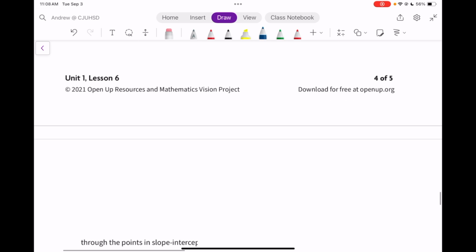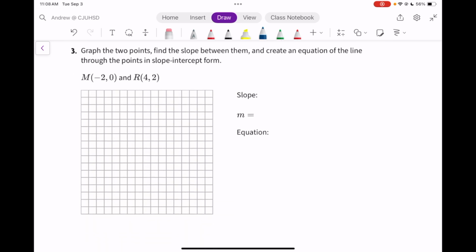And the last question, graph 2 points, find the slope between them, create an equation of the line through the points in slope-intercept form. Okay, so we'll just put an XY axis here. At -2, 0 is 1 point, and at 4, 2 is another. Let's see, 1, 2, 3, 4, and up 2. What kind of slope? Well, let's see, we go up 2, and we go over 1, 2, 3, 4, 5, 6.